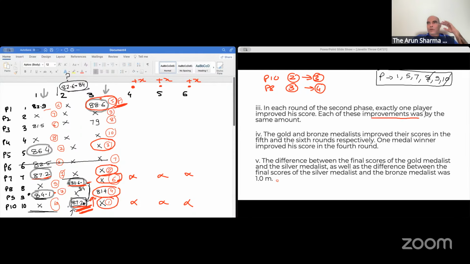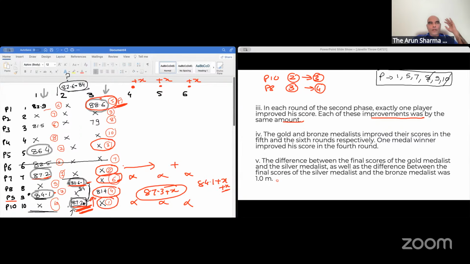each of the improvements was by the same amount. So plus X, plus X, plus X. So if I give him 87.3 plus X, to get this guy above him, P8 is not going to be a winner. P9 will not be a winner because to get P9 above him, I'll need to do 84.1 plus 2x, and the value of x will have to be at least 3.2 or more than that.